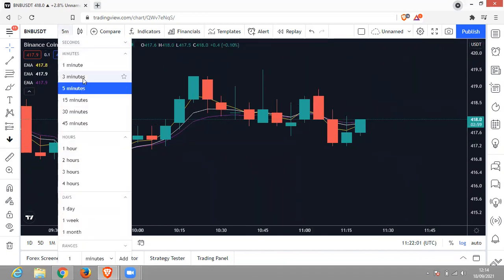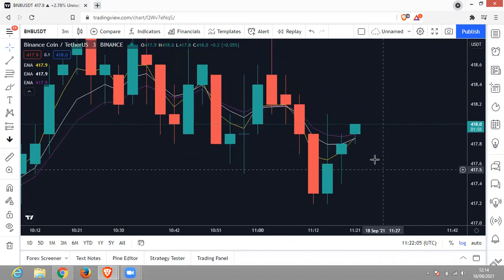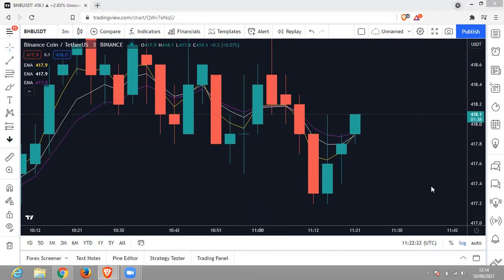Let me try to switch over, because you can also use 3 minutes. Let me try to switch over to 3 minutes. Wow, look at it. It's trying to cross the second one, that's the 6. But you still need to wait for it to cross the other one before you go ahead to take this trade. So with this, we can comfortably say that this trade is a signal, a perfect working one.